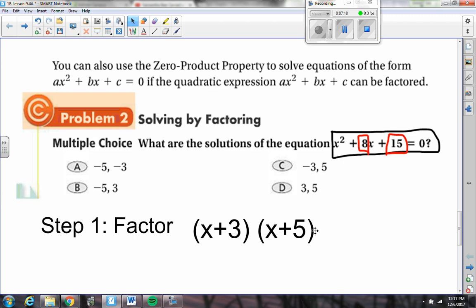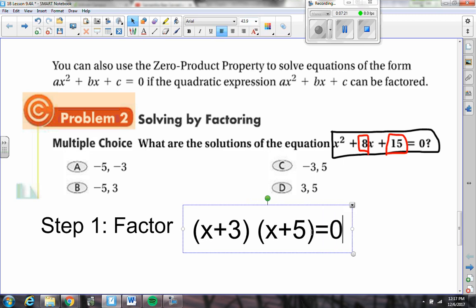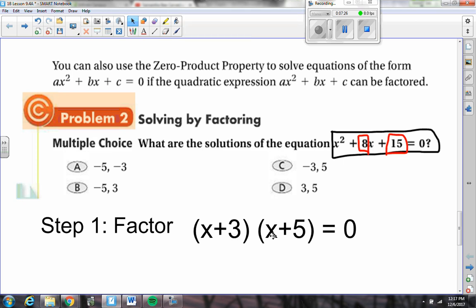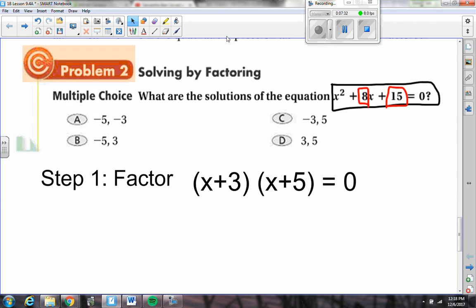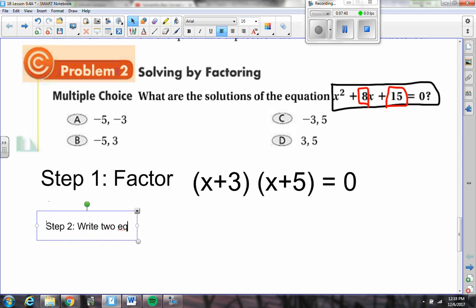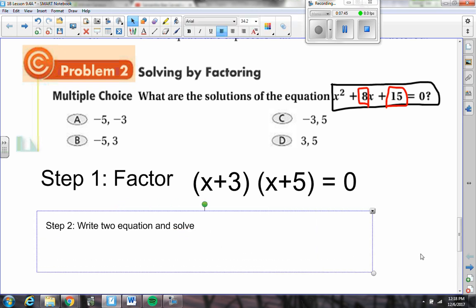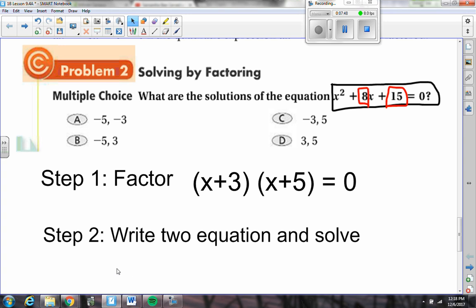Now remember, this left side is still equal to 0 on the right. And now that I have two things multiplied together, these two parenthesis pieces, that equal 0, I can use the zero product property to solve. So step 2 is to write two equations and solve. My first equation will say x plus 3 equals 0, and my second equation will say x plus 5 equals 0.